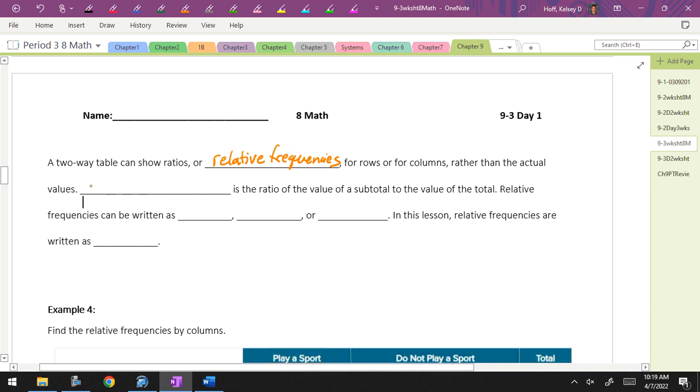I think this is supposed to be relative frequencies again. Relative frequency is the ratio of the subtotal to the total. You guys have done that with percentages, right? Part over whole, part over whole. So relative frequencies can be written as a fraction, a decimal, or a percentage. For us, we want them written as a decimal. In this lesson, we're going to write them as a decimal.